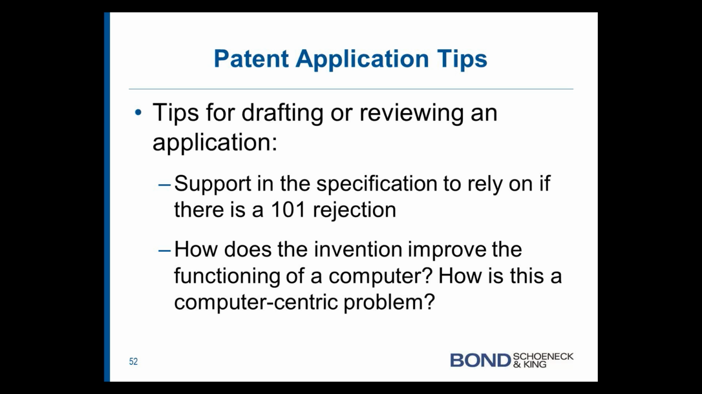And if there is that support in the specification, you'll be able to rely on that. Although this is in a way a drafting, a way to get around the 101 rejection by drafting, it's essentially just pointing to extra support in the specification for this patent eligibility.